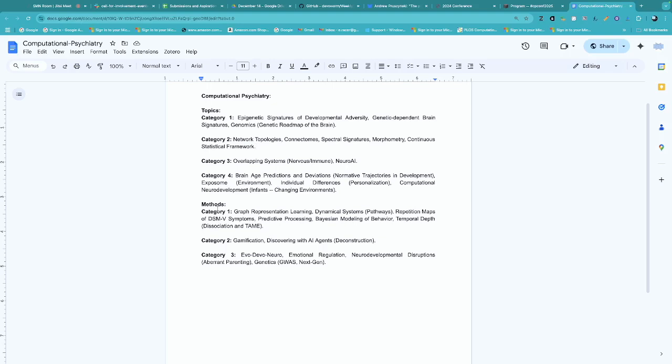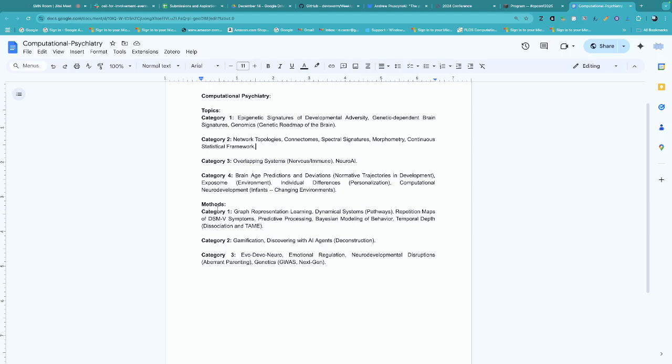Sometimes you'll be implementing methods. Sometimes the methods are their own thing, their own topics, and so you want to explore those and say, oh yeah, this is a method that people are using. So the methods are divided into 3 categories. The first one is a combination of graphical and dynamical systems and maps. So we have graph representation learning. We have dynamical systems, which yield these pathways, which we talked about in, say, the normative trajectories of development.